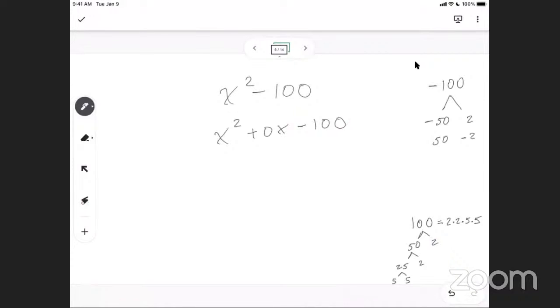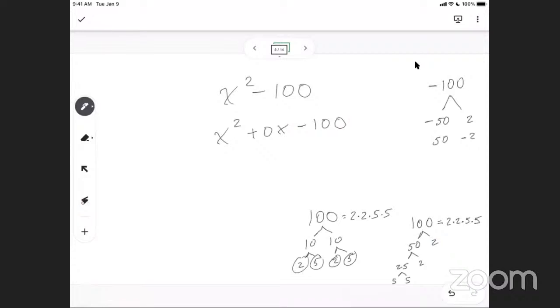Doesn't matter where you started. You could have started at 10 and 10. If you said, hey, 100 is 10 times 10, well, what's each 10 equal to? 2 and 5. And what are the primes that you have down here if you put them in order? 2 times 2 times 5 times 5. You understand that?